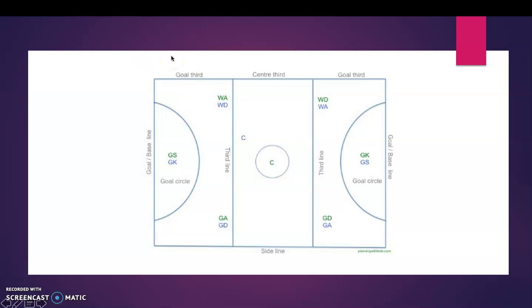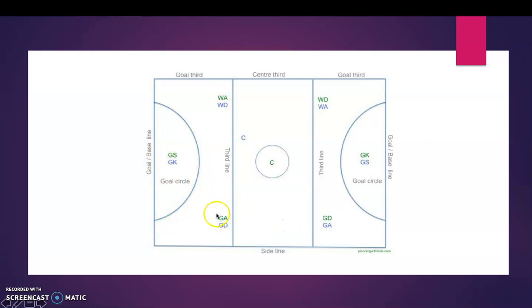Lastly, the areas which they are allowed to play in is the opposition's goal third and the centre third. But this doesn't include the opposition's goal circle either, so they aren't allowed in there. So this wing attack here would only be allowed in this bit, and this bit around here, not the goal circle.